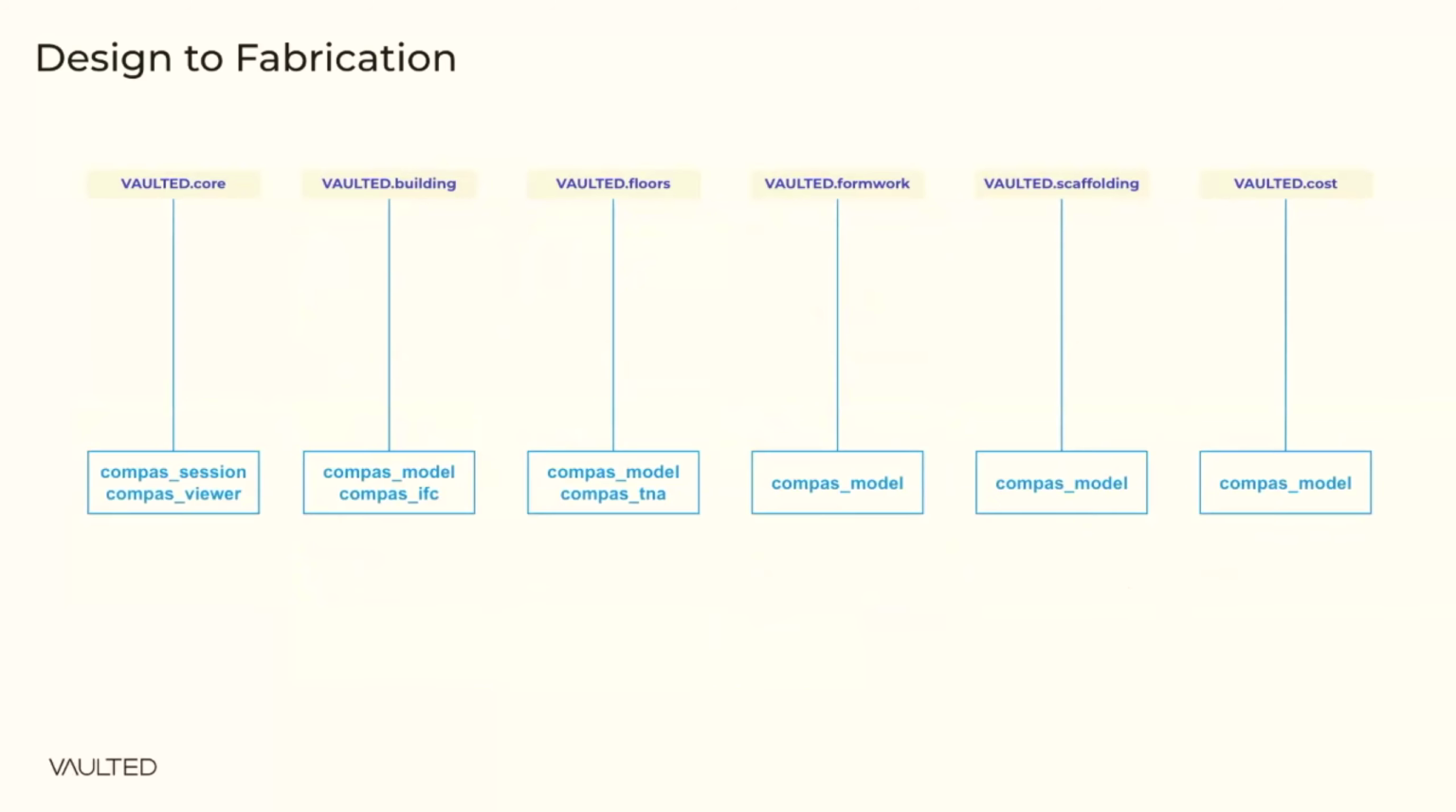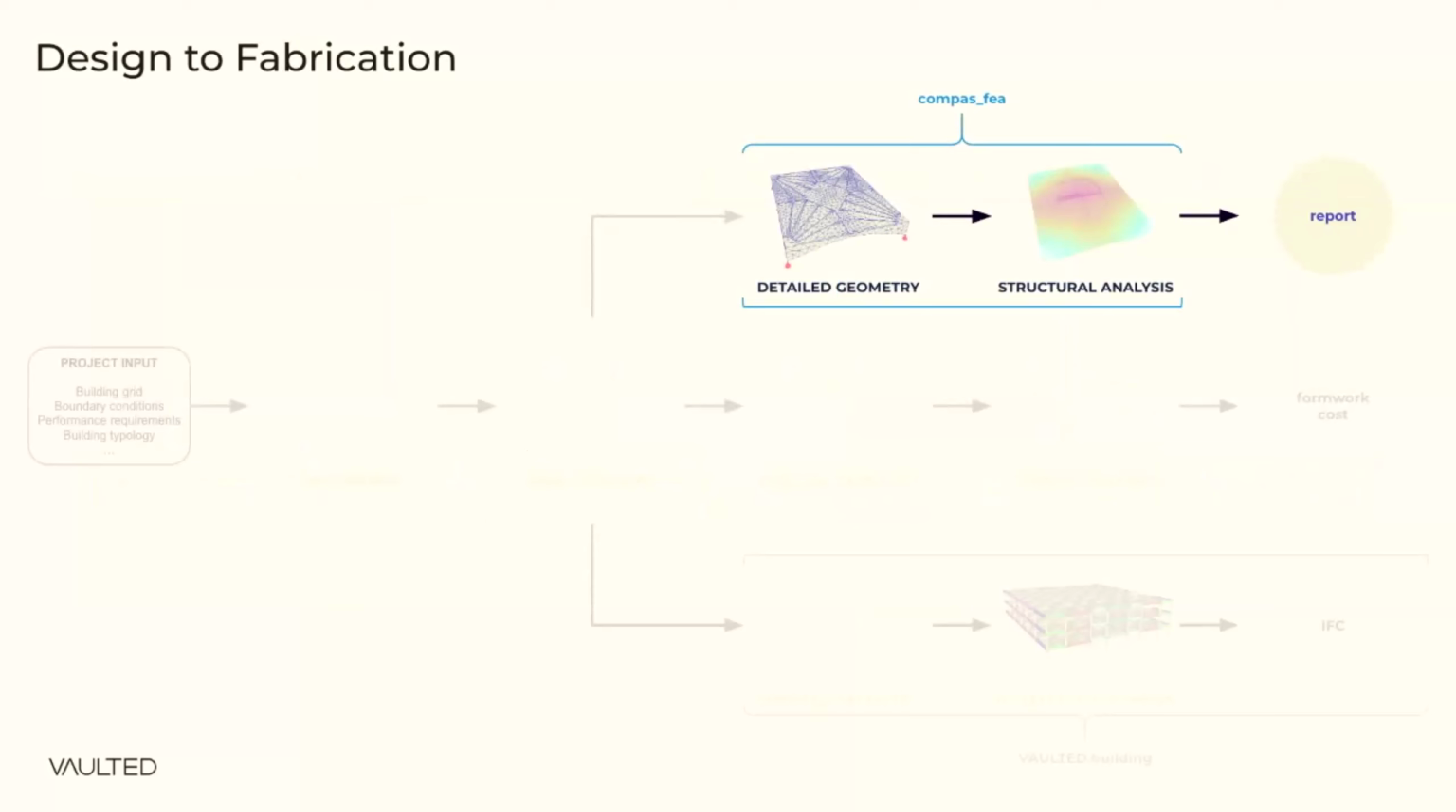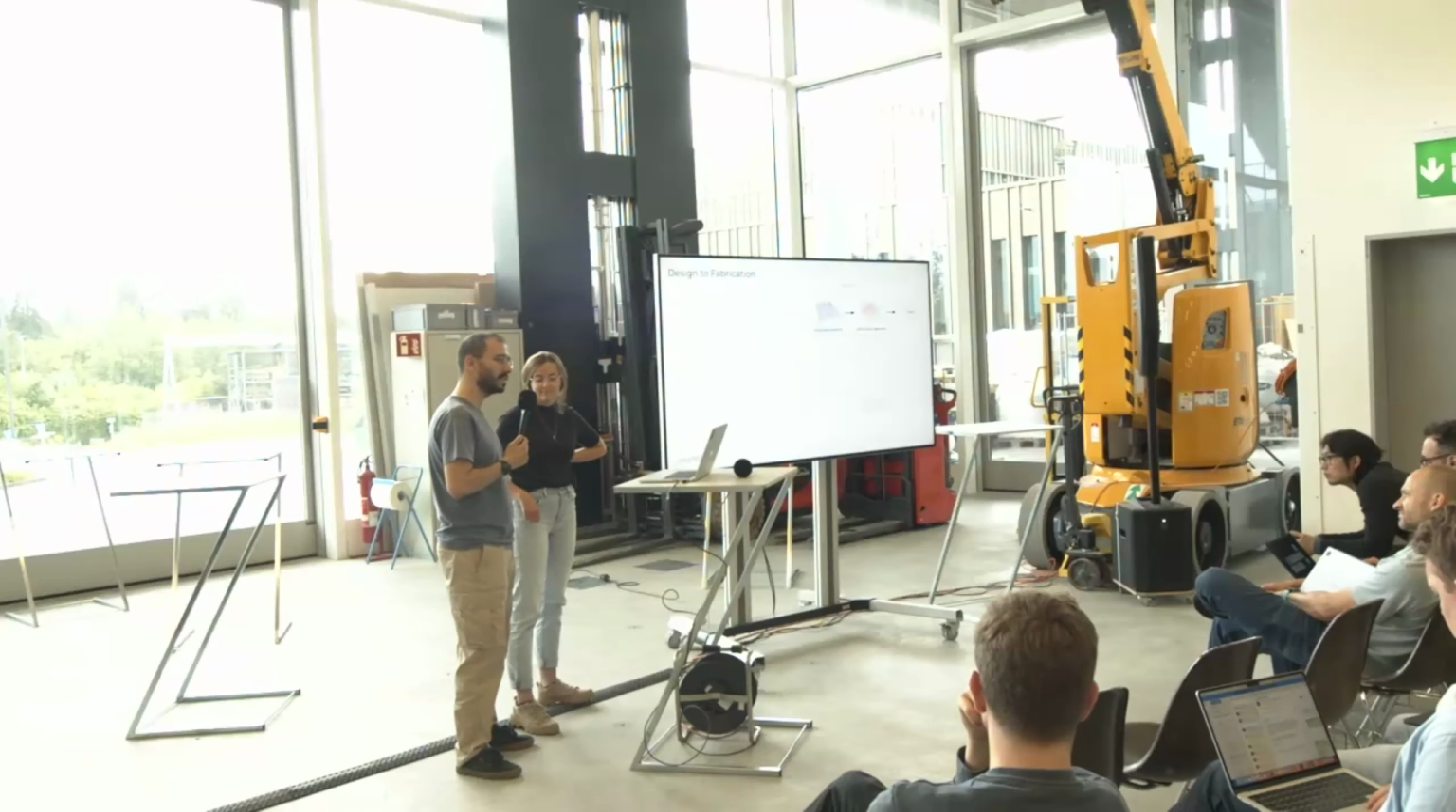Of course, all these packages integrated in Volted are using COMPAS in the background. For example, Volted Core is using COMPAS Session and Viewer. Volted Building is using COMPAS Model and COMPAS IFC. Volted Floors is using COMPAS Model and COMPAS TNA, and then COMPAS Model for the rest of the packages. Focusing now on the COMPAS FEA part I explained before, Ines will say more about it.